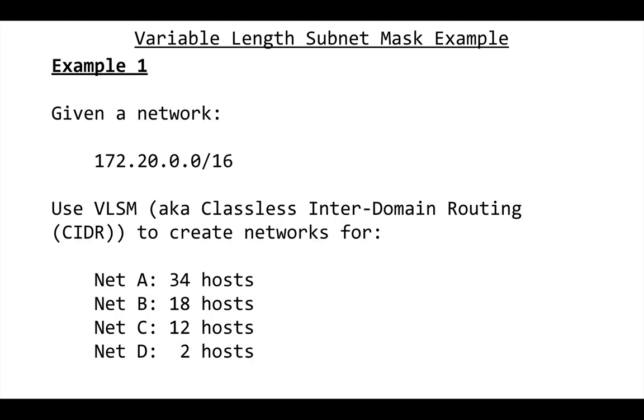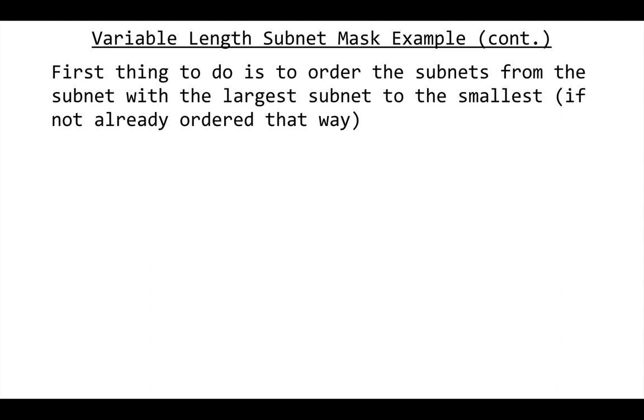So for the first example, I want to start out with variable length subnet mask. What we have is we're originally given a 172.20.0.0/16 network to work with. And what we want to do is use variable length subnet mask, sometimes referred to as classless interdomain routing or CIDR, to create networks for the four networks shown here. Network A has 34 hosts, Network B has 18, Network C has 12 hosts, and Network D needs to have 2 hosts. So the first thing we do with variable length subnetting is we order the subnets from the largest to the smallest if they're not already ordered that way. In our case, when I made this example, I did order them from largest to smallest.